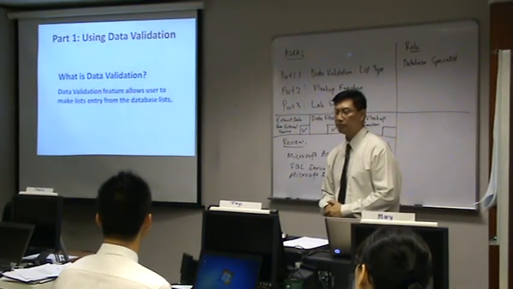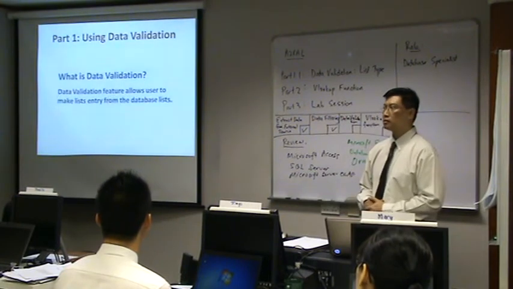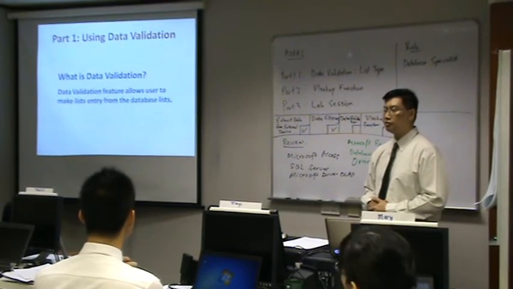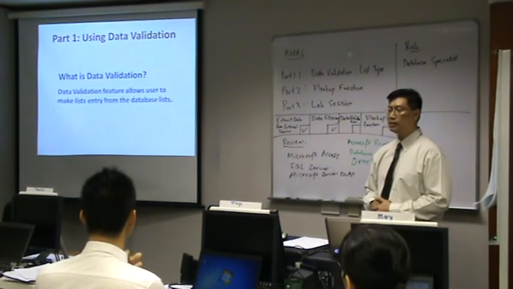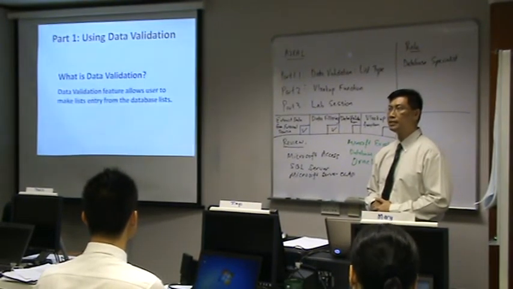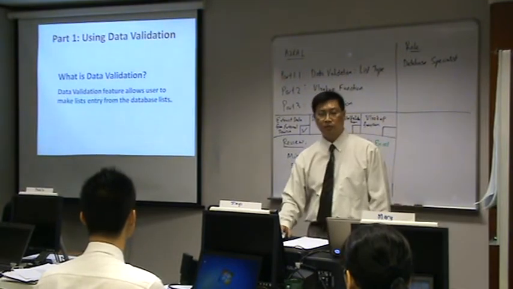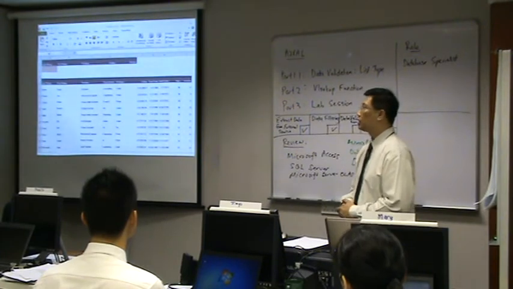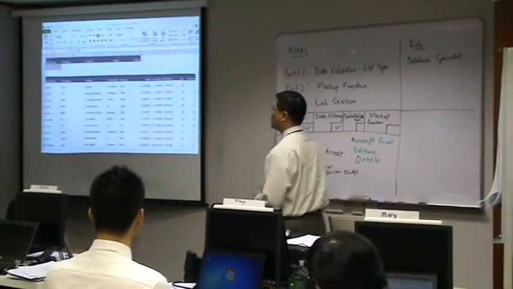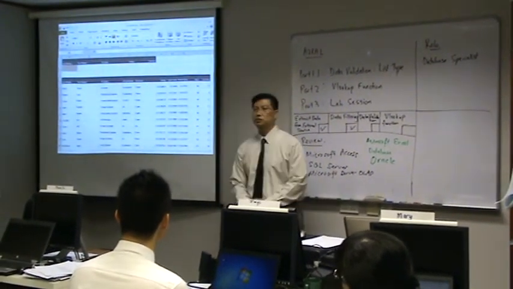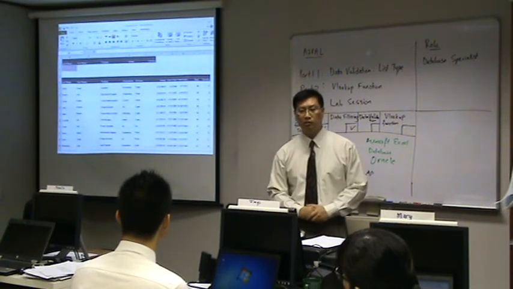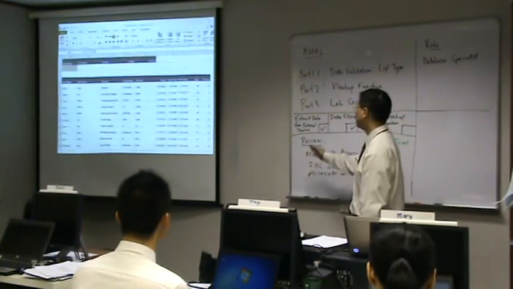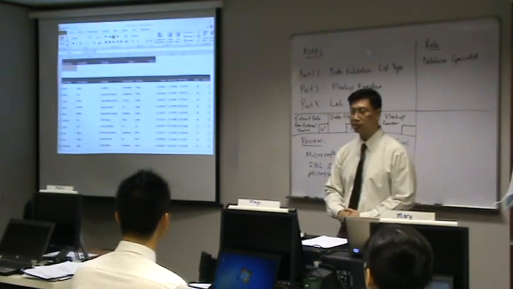Let's take a look at data validation. People will be asking what data validation is all about. In definition, data validation feature allows user to make list entry from the database. Now, if you have Excel already in place, you are given this information. So if you take a look at row 4 onwards, those are the headings, and row 5 will be all the data that you've extracted from external sources, which we ran through in the morning session.